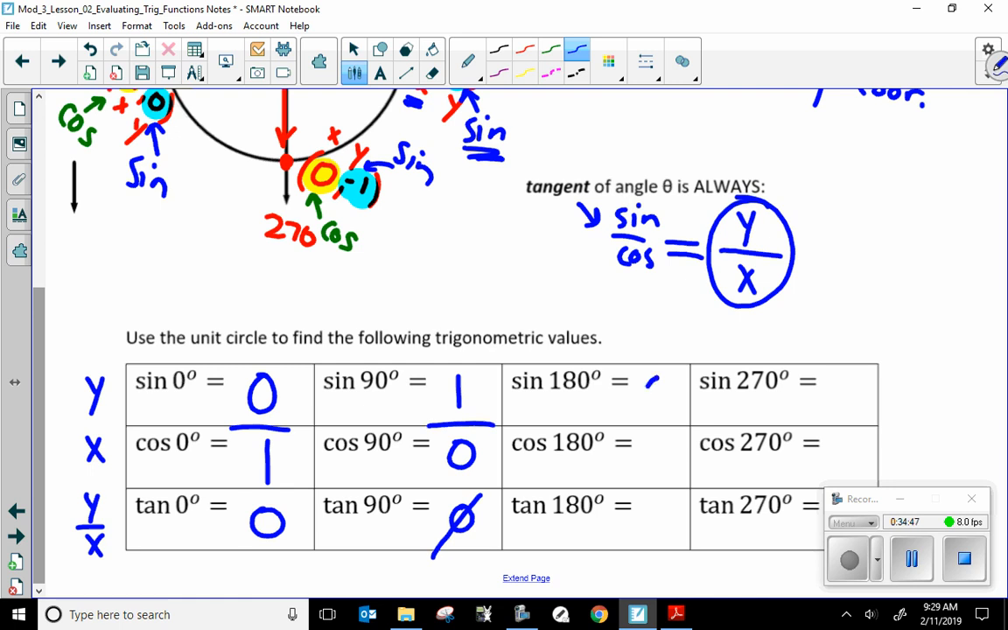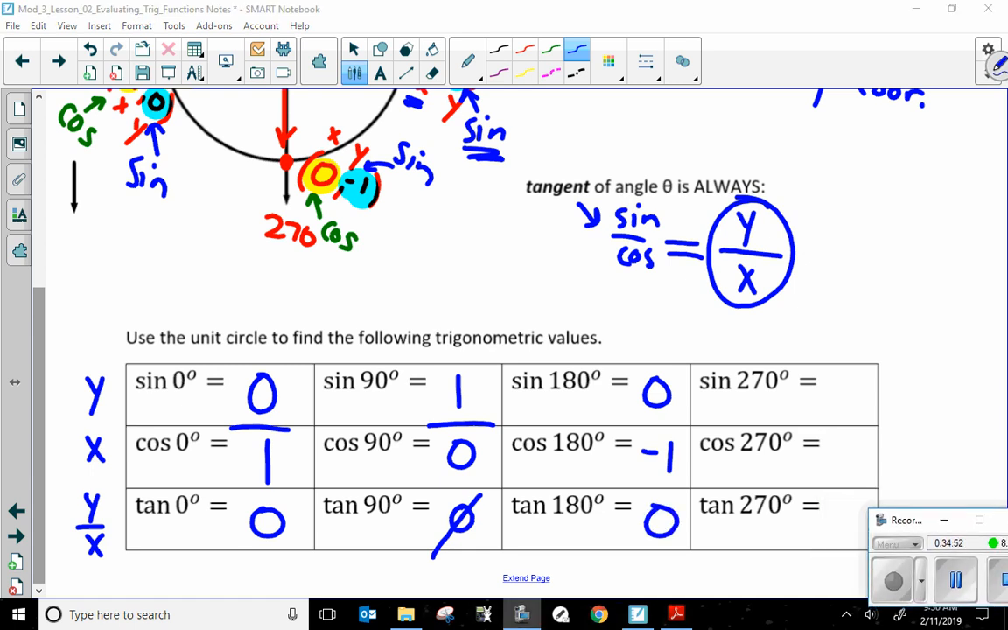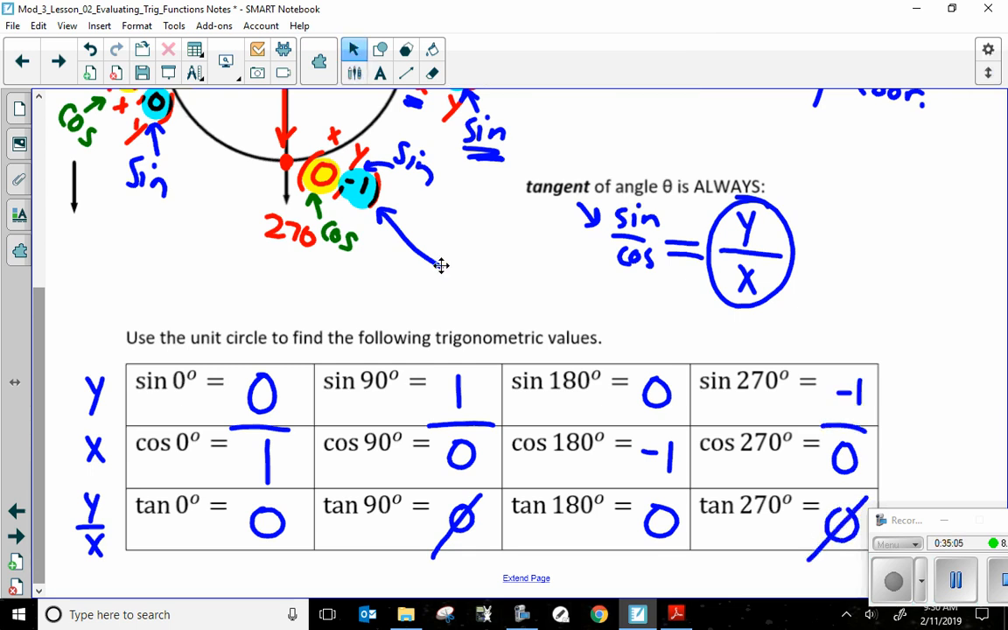At 180, the point is 0, negative 1, that's 0. At 270, it's right in front of my face right here. Cosine is 0, and sine is negative 1. If I divide them, I get undefined. There you go.